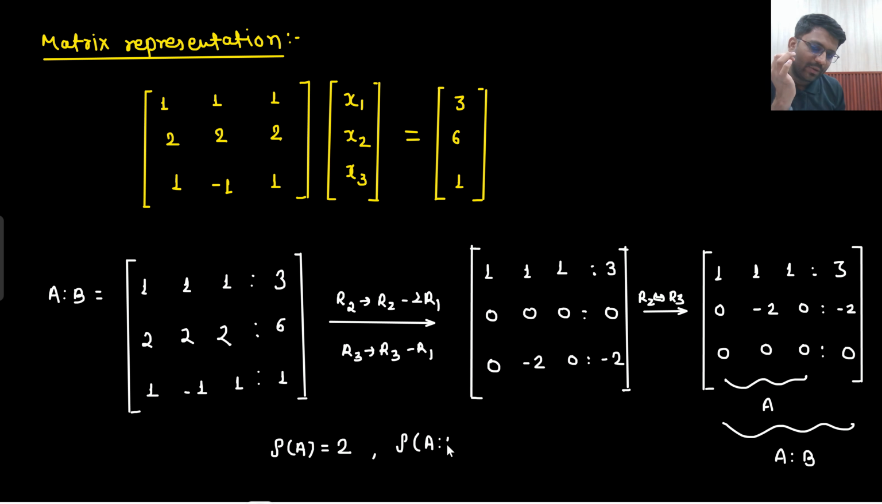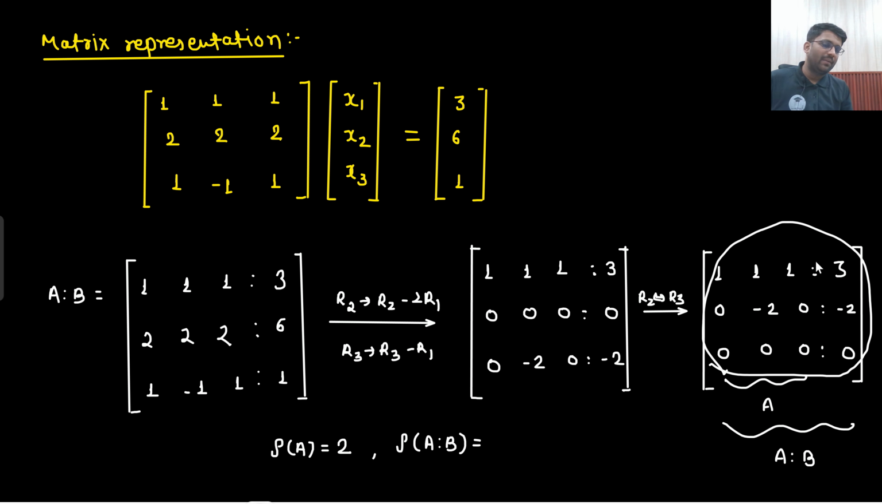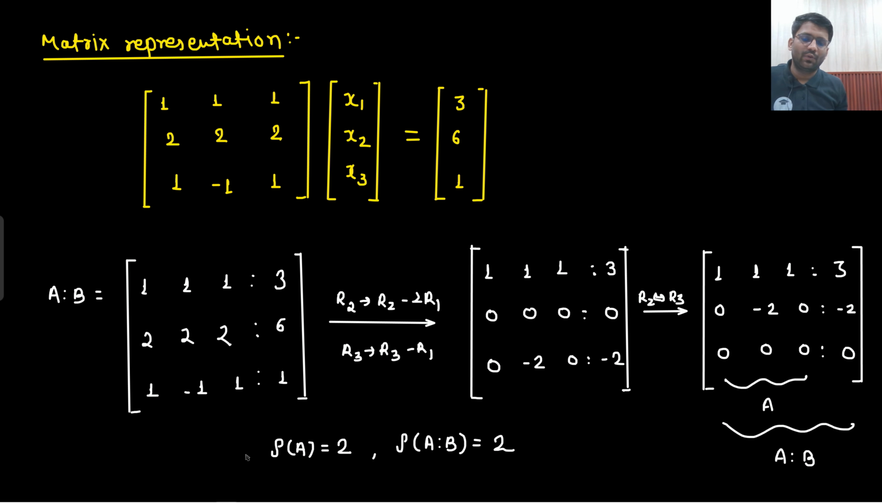What is the rank of A augmented B? This much you need to consider. A augmented B is a new matrix, so forget about this sign. Let me know how many non-zero rows are there. 1, 1, 1, 1, 3 is a non-zero row, 0, minus 2, 0, minus 2 is a non-zero row, and this is all 0 row. So what is the rank of A augmented B? That is also 2. So what conclusion are you making from here?